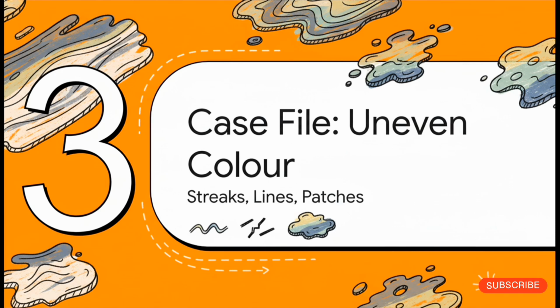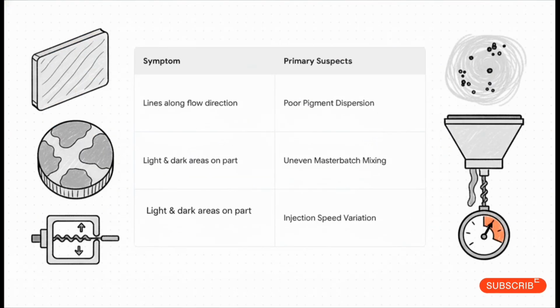Let's move on to our next case, uneven color. Now, this is kind of a broad category. It covers everything from streaks and flow lines to just inconsistent patches of color. The visual evidence here is pretty distinct. You might see lines that follow the exact path the plastic took when it filled the mold. Or you might see parts of the product that are noticeably lighter or darker on the very same piece.